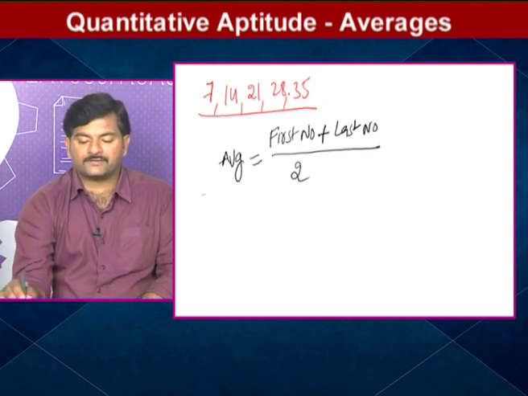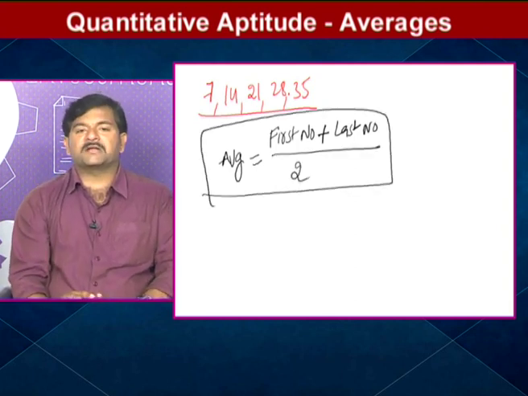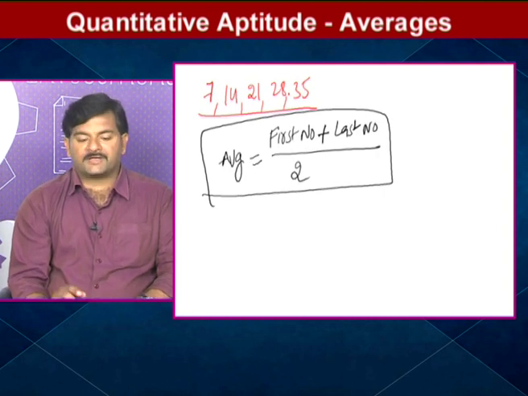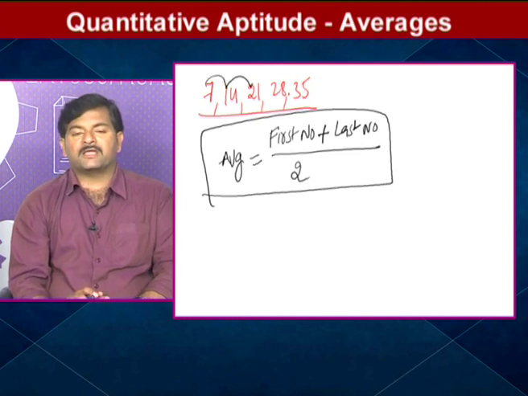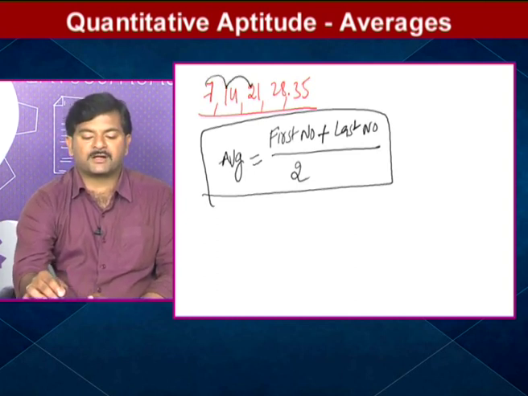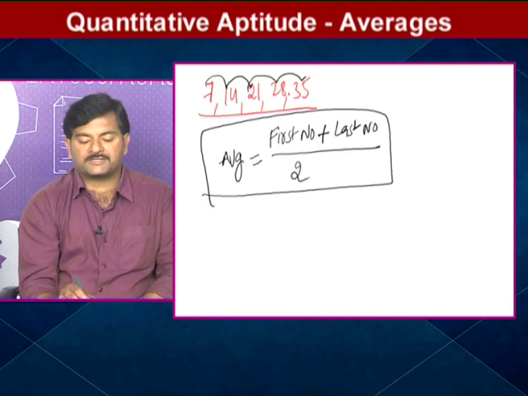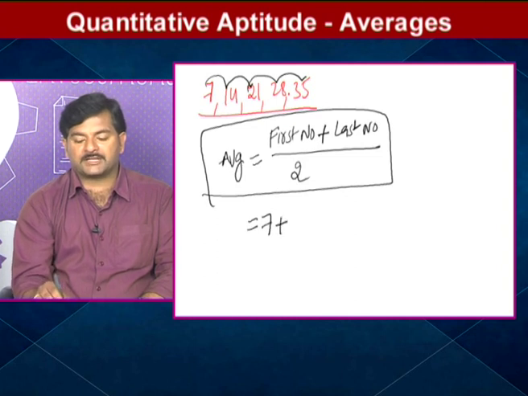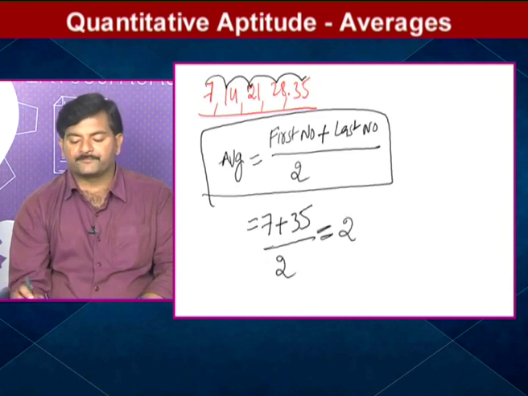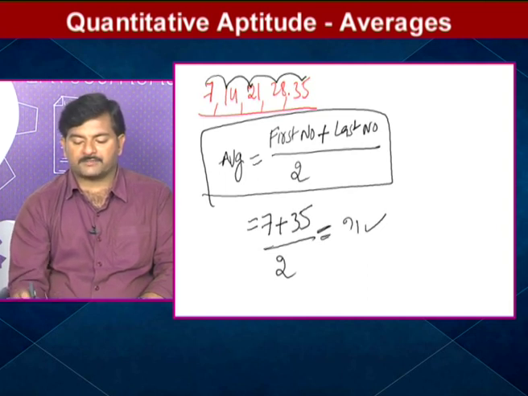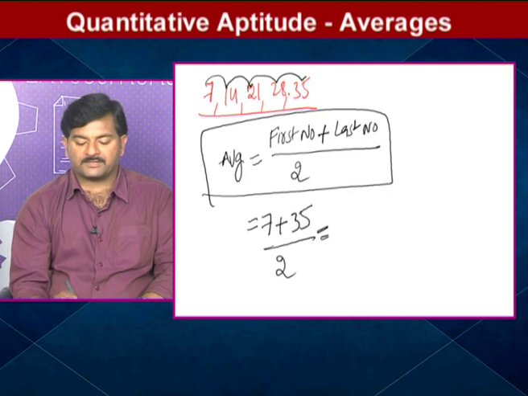When can we use this formula? If the given observations differ by a constant term. For example, 7, 14, 21, 28, 35. How are they? They differ by a constant term. So since they differ by a constant term, average equals first number, 7, plus last number, 35, by 2. So 42 by 2, how much am I getting? 21. Hence 21 is the average of all these numbers.